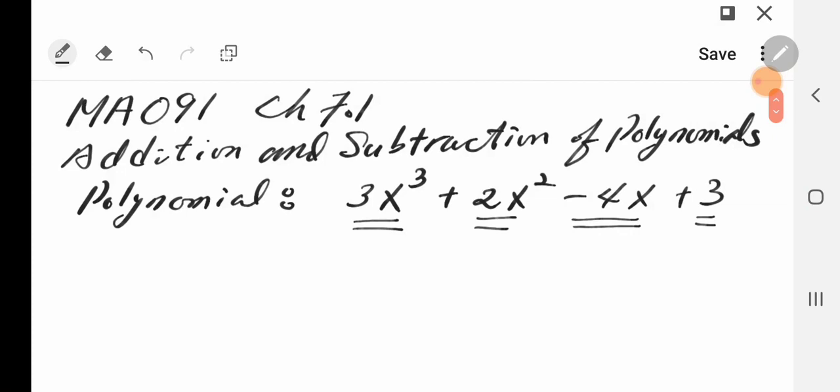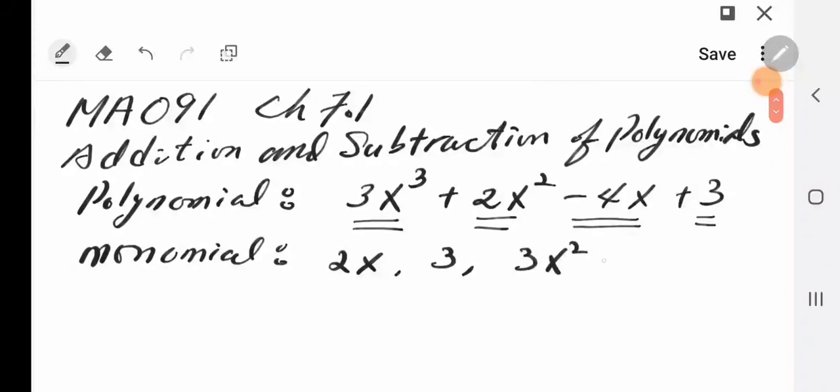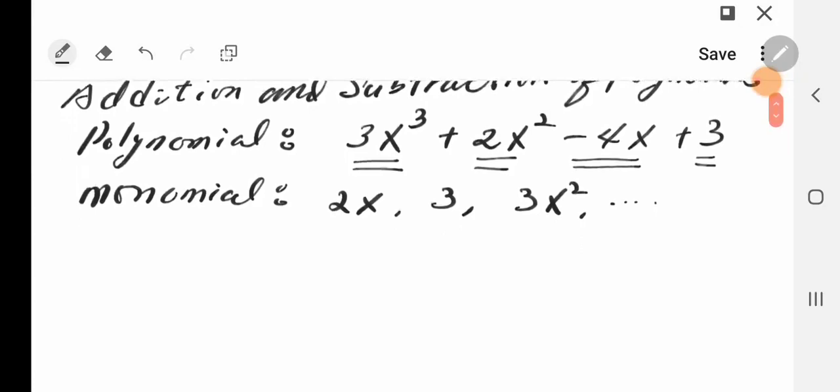So if there is only one term, then we call it a monomial. A monomial has only one term, so it can be like 2x, or it can be 3, just a number, or a product of a variable and a number, or 3x squared. If there are two terms added or subtracted, then we call it a binomial. So for example, x plus 2, there are two terms, x and 2.